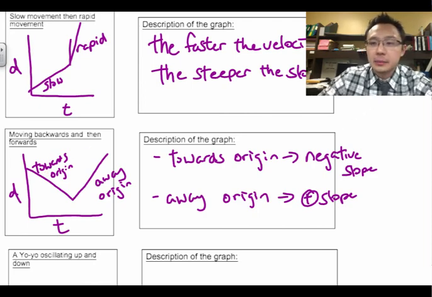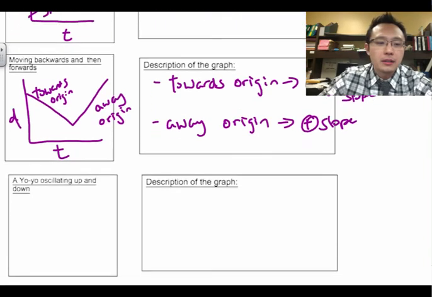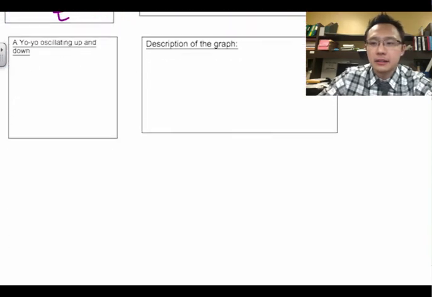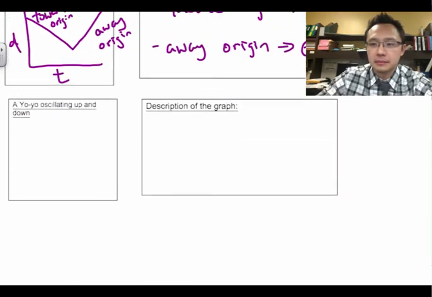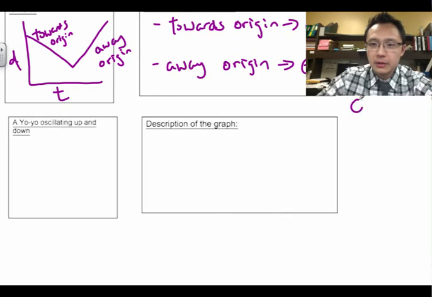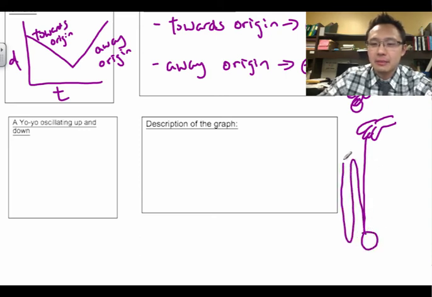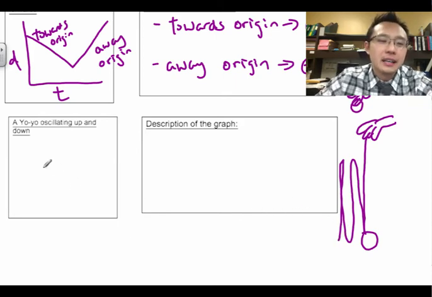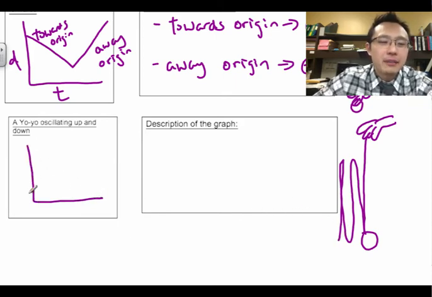The last one is a little bit tricky because it's a yo-yo oscillating up and down. So what oscillating means, stop. If you have a yo-yo, remember, here's your hand. Well, it's hard to draw on this. And the yo-yo goes down and comes back up and then goes back down, up and down. So what do you think your displacement time graph is?